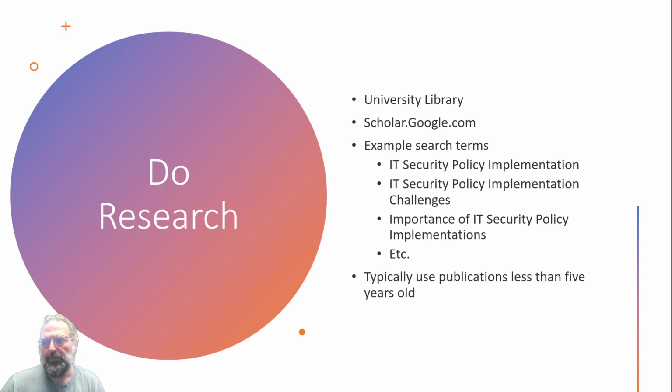This is where keywords become really important. This has gotten better over time. Generally speaking, you want publications that are less than 5 years.